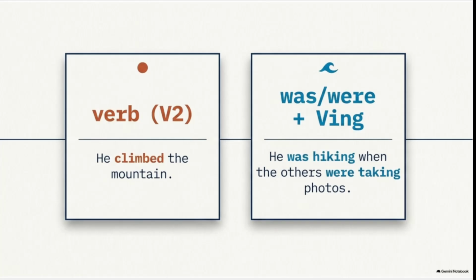Now look at the past continuous. We form it with was or were plus the verb ending in I-N-G. For example, he was hiking when the others were taking photos. We use was with I, he, she, and it. We use were with you, we, and they. For example, I was studying, she was cooking, they were playing. So the basic formulas are: past simple, V2; past continuous, was or were plus verb-ing.